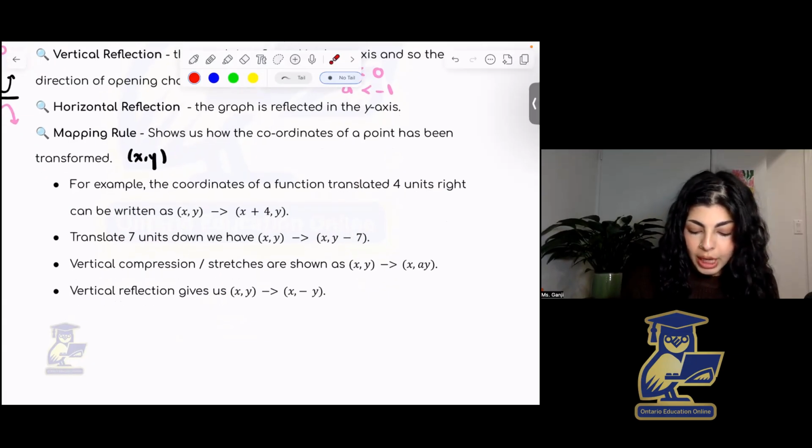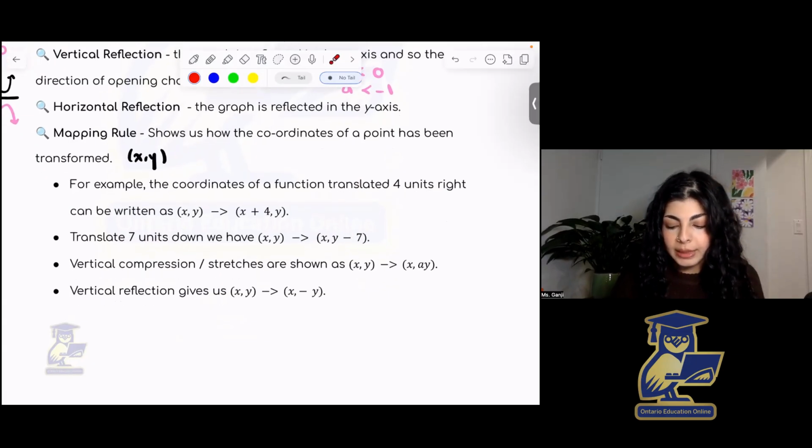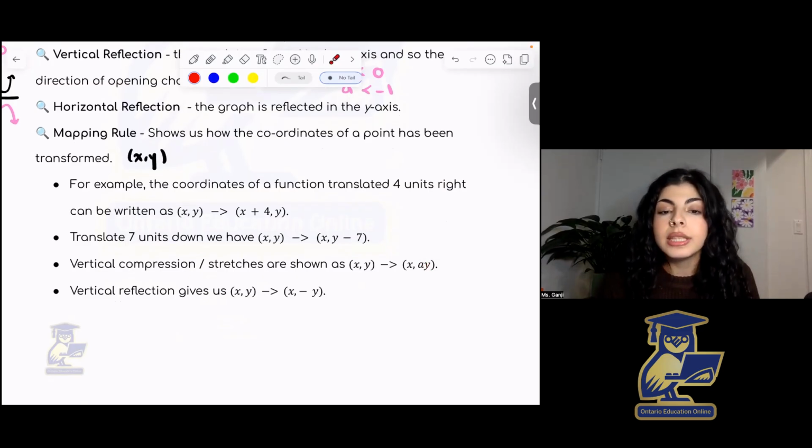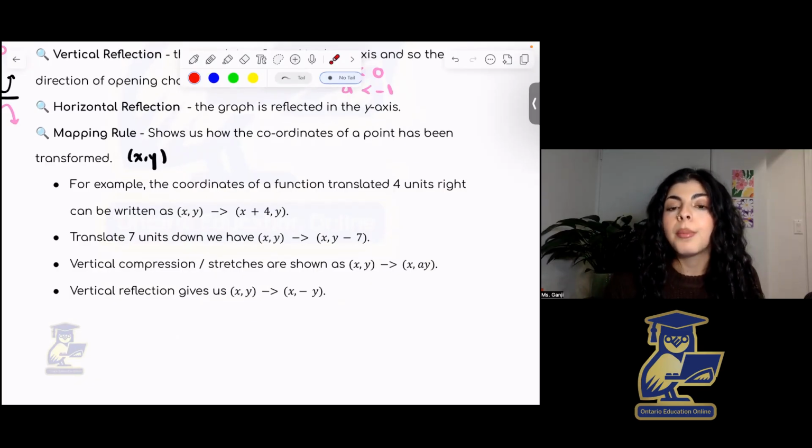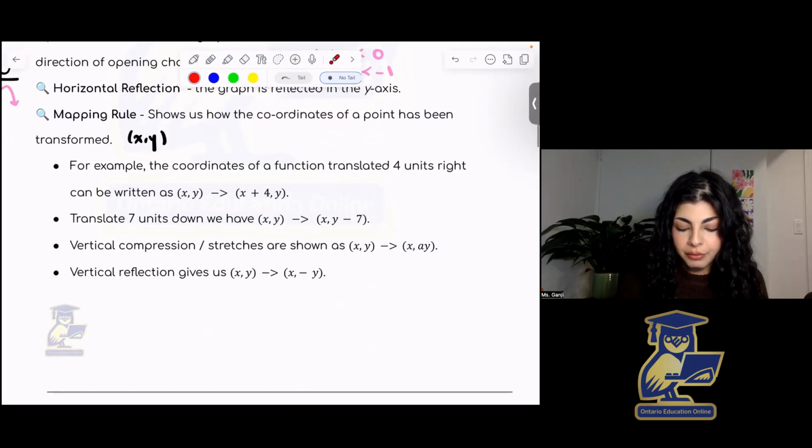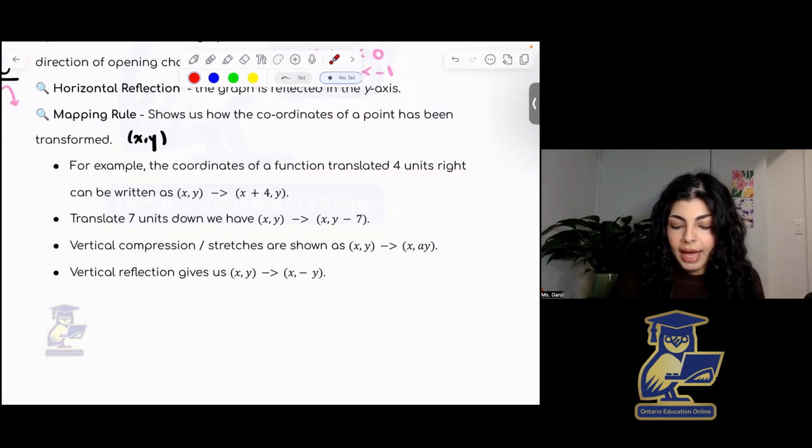For vertical stretch and compression, which is our next point, we have that scale factor of A. And recall this is always going to be in our output value. So our input is not going to change, but our output value is going to change. And that is what is going to cause our function to become more narrow or wide. And finally, for vertical reflection, we have (x, y). And remember, our output values are changing, so this is going to be -y.